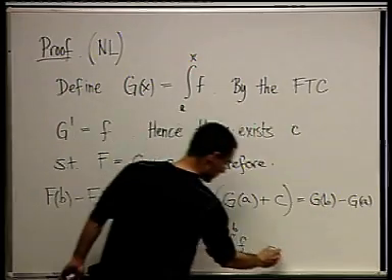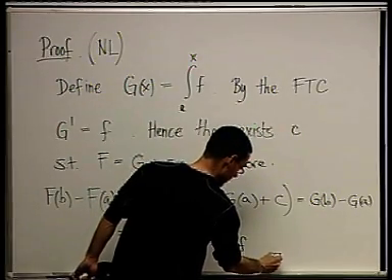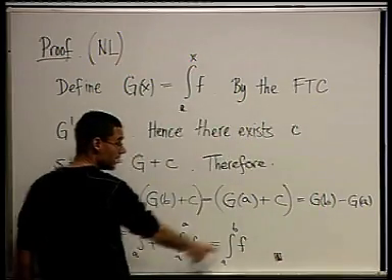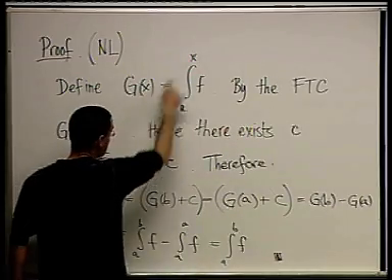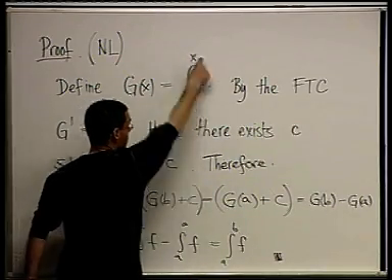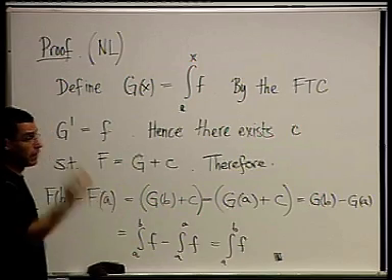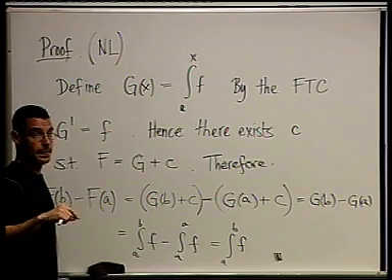Where do you get the a to a? This thing? Yes. It's just G of a. What is G of a? G of a is putting a here. So it's the integral from a to a, and that's 0. That's how we defined it. Good?